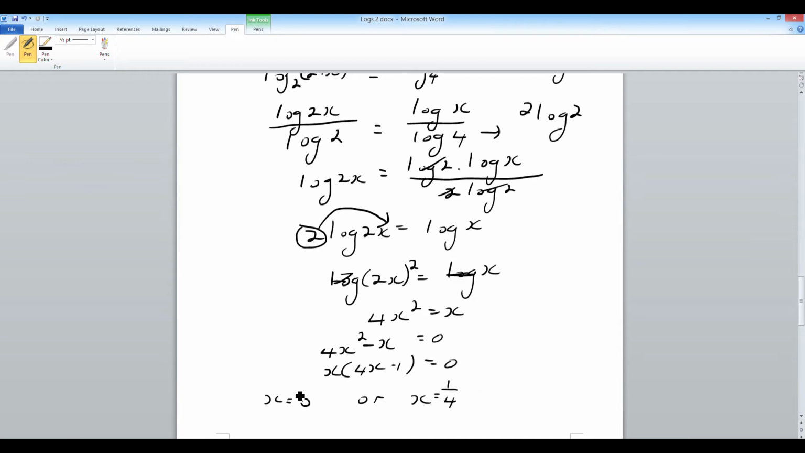But we also know that I cannot have log of 0. Log of 0 doesn't exist. So this solution here does not satisfy my equation. Therefore the only solution that I'm going to work with is x is equal to 1 over 4. This is my only solution.